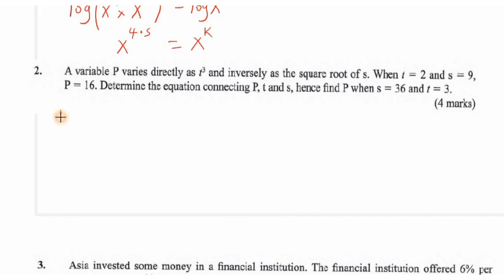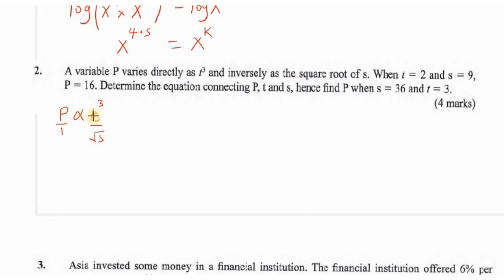So we're told p varies directly as t cubed. So we'll write this symbol which is read as varies as. So p varies as t cubed. So if we were to write both sides as fractions, like p over 1 and this side t over, remember it's inversely as the square root of s, so you have root s. Now I'm expressing it this way for the sake of explanations.